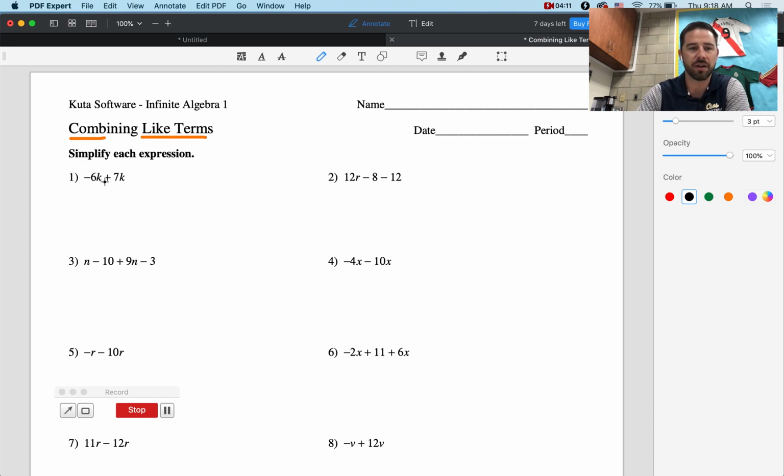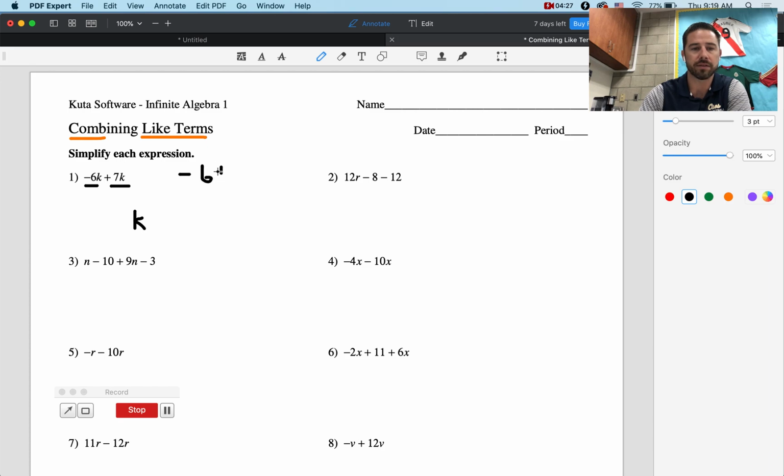And I don't know what K's are. They could be kites. I don't know. But we have K's here, and we have K's here, right? Since we have the same thing, we know we're going to get some sort of K. Okay, now it's up to you to say -6 plus 7.